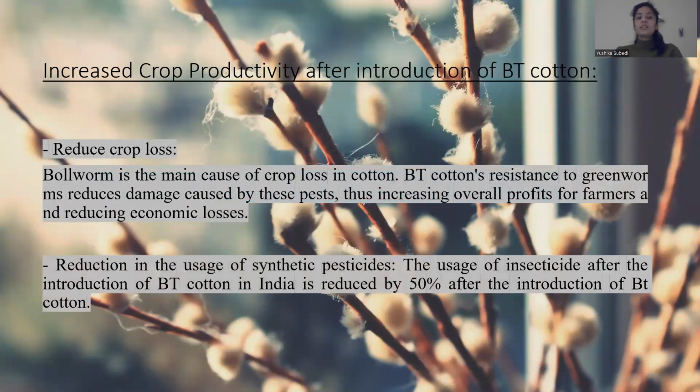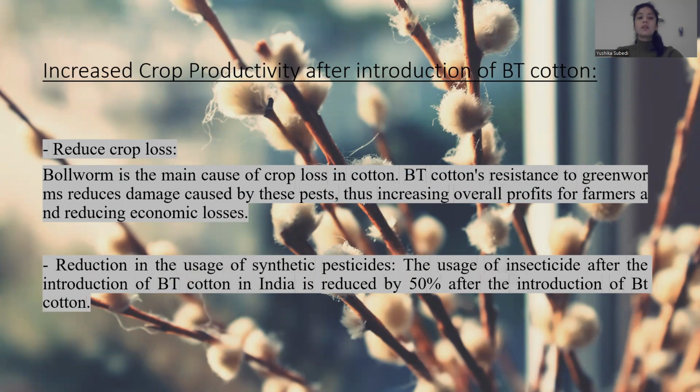Starting with increased crop productivity examples after the introduction of Bt cotton. First one is reduction in the uses of synthetic pesticides. Studies have shown that the introduction of Bt cotton in India has reduced the rate of usage of synthetic pesticides greatly. The usage of insecticide during Bt cotton cultivation is reduced by 50%.